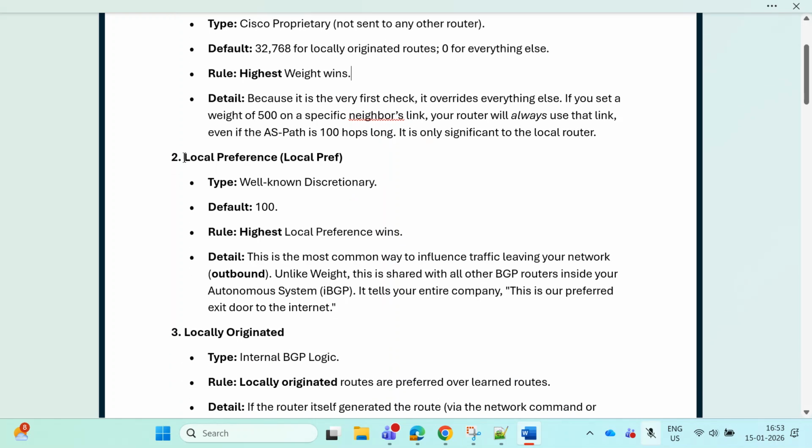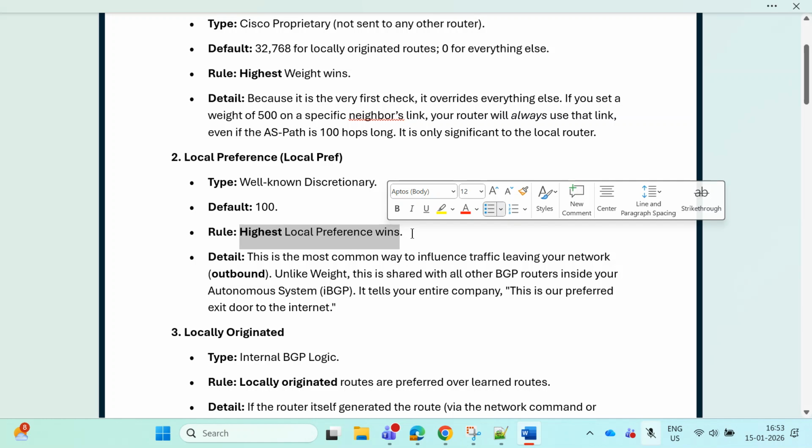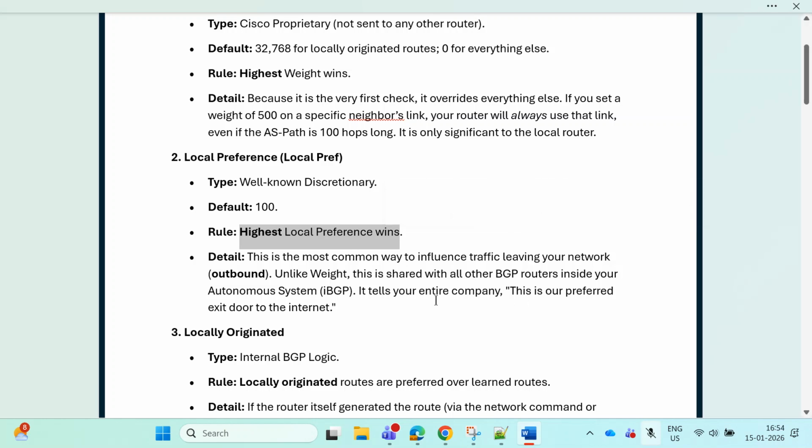Now let's talk about local preference, right? Local preference is a well-known discretionary attribute, and the default is 100, right? And the highest local preference always wins, right? What it means is we use local preference for outgoing traffic. That means traffic going to the internet or eBGP neighbors. In that condition, we use local preference, and its default is 100.